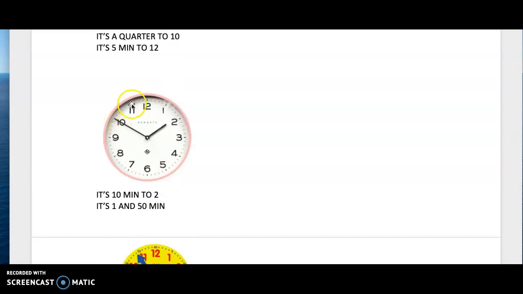So here we have this example. ¿Cuánto hace falta para que sean las 2? 10 minutos. Okay, so you pay attention first to the minutes. It's 10 minutes to 2. Faltan 10 minutos para las. Acuérdense que el para las es el to. Faltan 10 minutos para las 2. Okay? Or we can give a simple way that is it's 1:50. Okay?